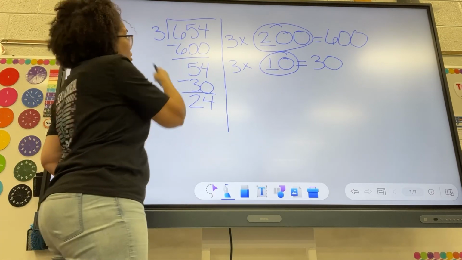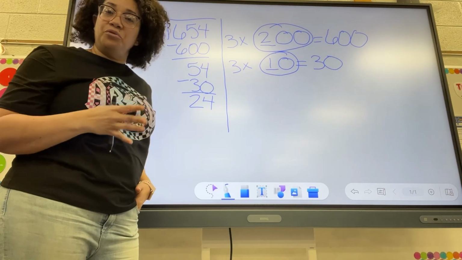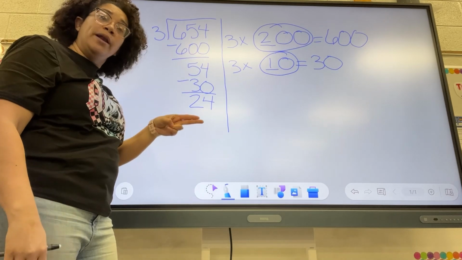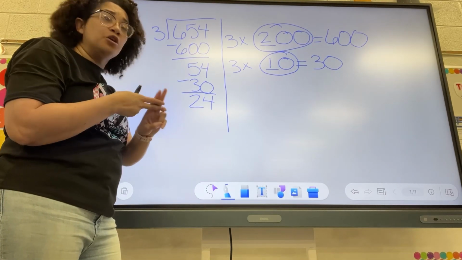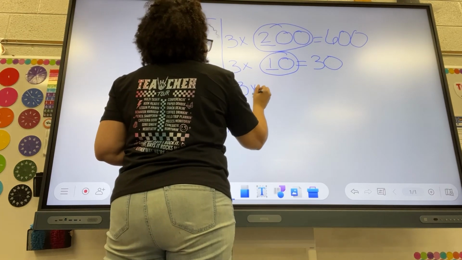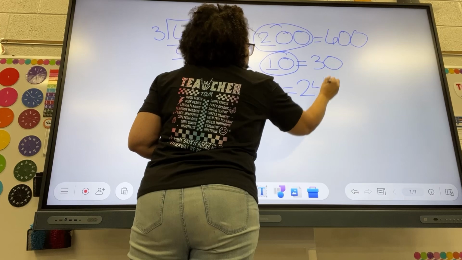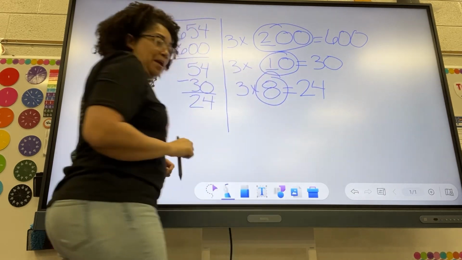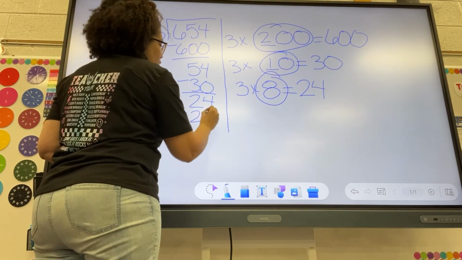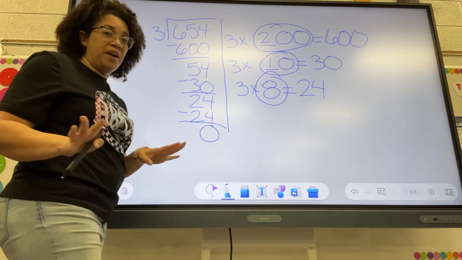Now I have 3 going into 24. That one seems to be a little bit easier. They can even use their multiplication chart for that. They can go in their 3's row and see what other factor multiplies times 3 to give me 24. And they're going to see, well, 3 times 8 is going to give me 24. That 8 becomes another one of our partial quotients. Then I'm going to subtract that 24 from the remaining dividend. That's going to give me 0, I have a remainder of 0.